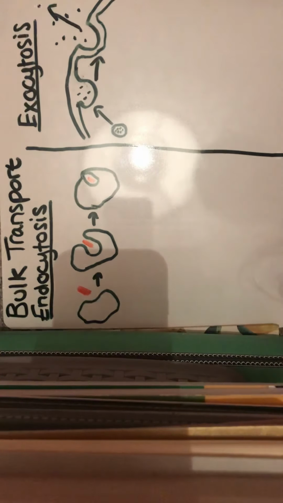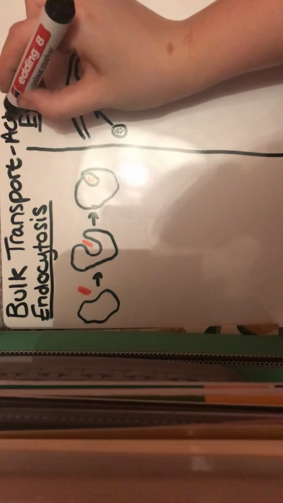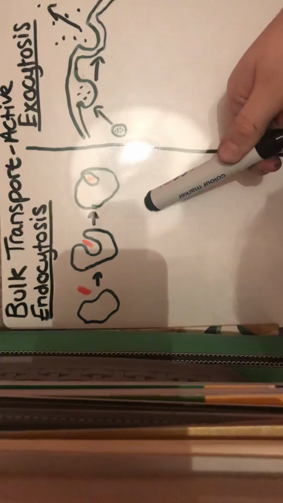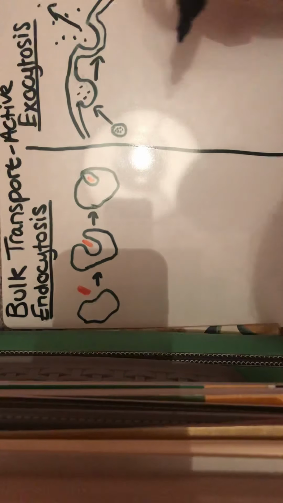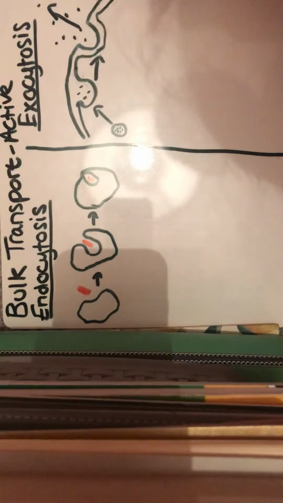This is another type of active transport, so it will require ATP. We're going to look at two examples of endocytosis and exocytosis. We'll start off with endocytosis that I've illustrated by this diagram here. It is how large particles might be brought into a cell.